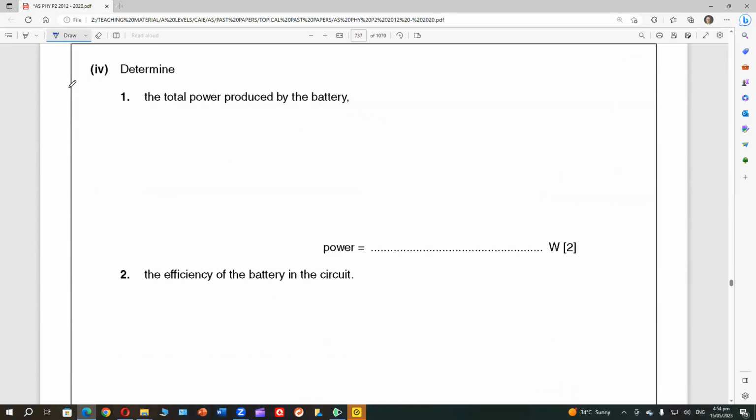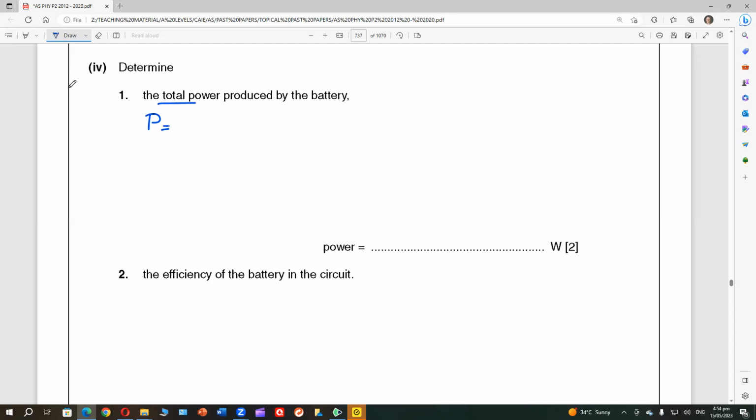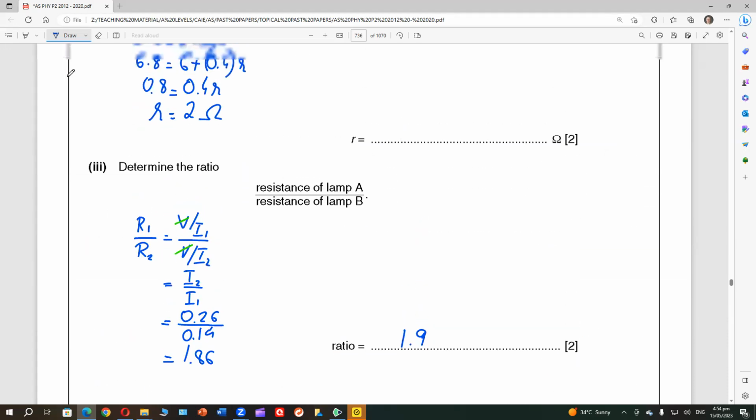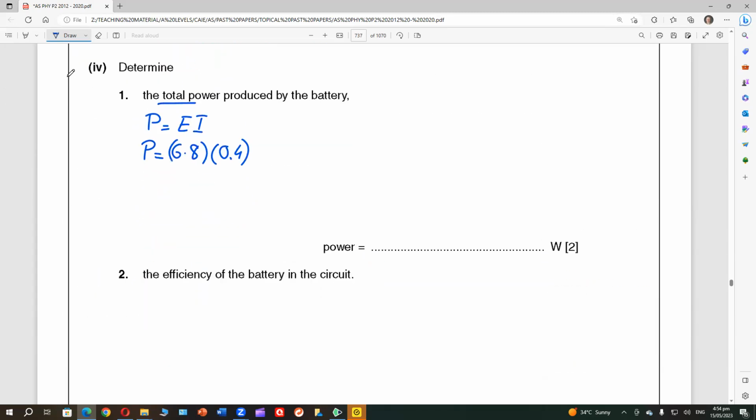Determine the total power produced by the battery. The total current was, how much was total? 0.4. Calculate this. It is coming as 2.72.